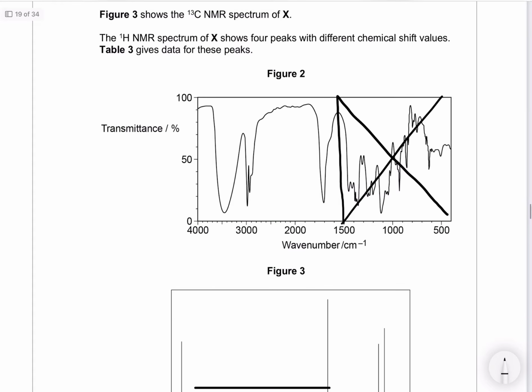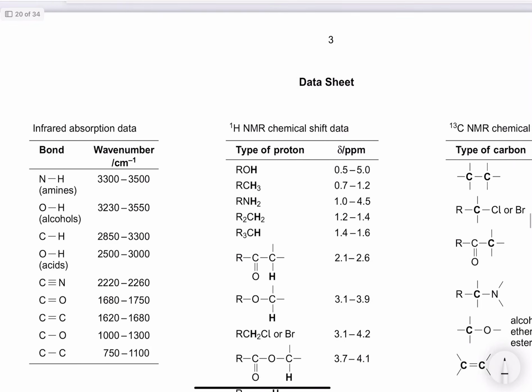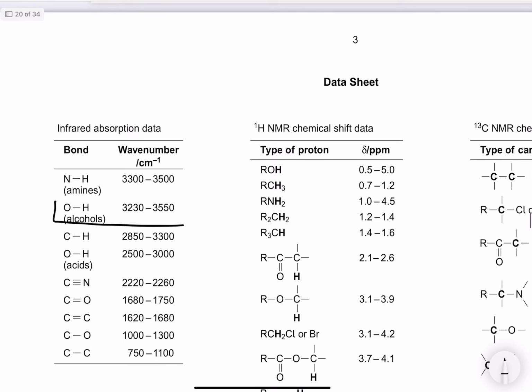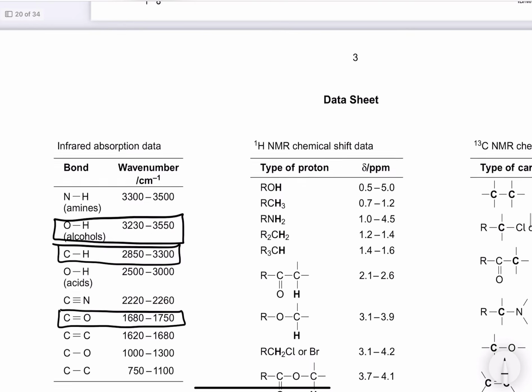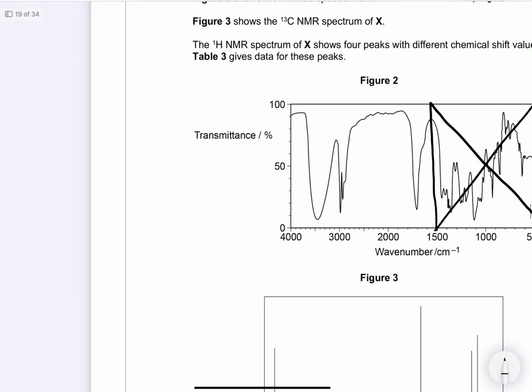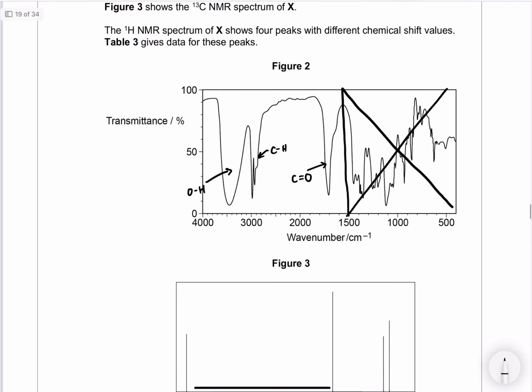So if we go to the datasheet, we can see it looks like we've got this peak, and this peak, and this peak. Okay, so if we go back, we can see those on our spectrum. It looks like this peak is the OH alcohols peak, this is the CH peak, and this is the C double bond O. What else have we got?